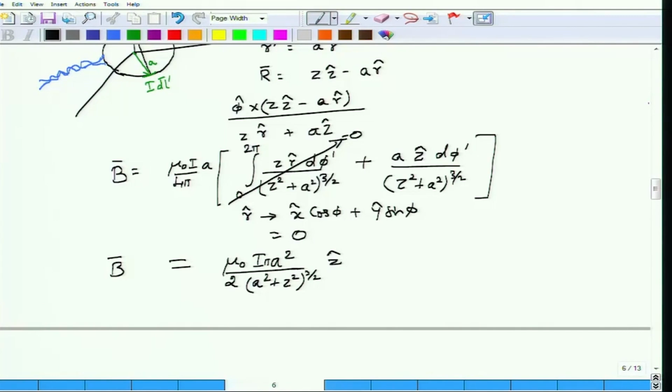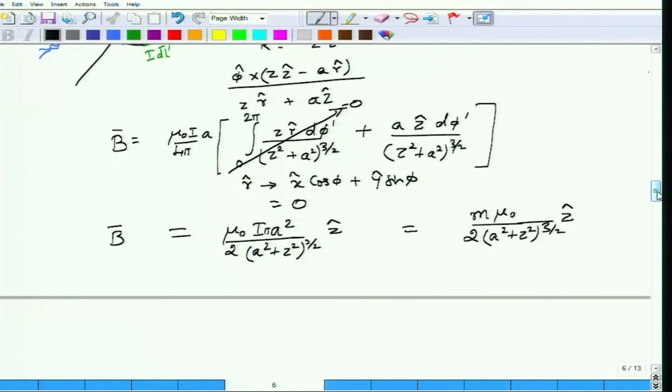Now this type of expression you have already seen earlier. You will soon see where you have seen that expression, but before that let me write down this I pi a square and z hat as m, so the field is mu 0 m by 2 (a square plus z square) to the power 3 by 2, along z hat, where m by definition in this case is I into pi a square. And what is pi a square? Pi a square is the area of the loop.